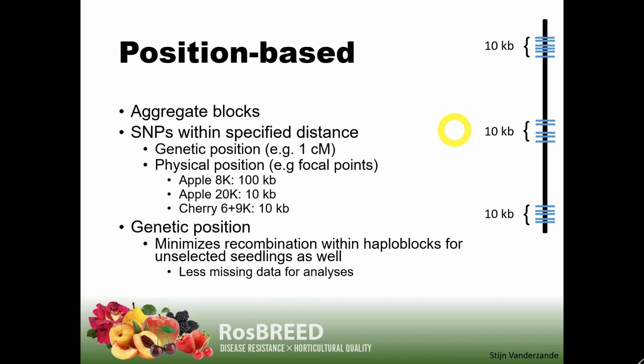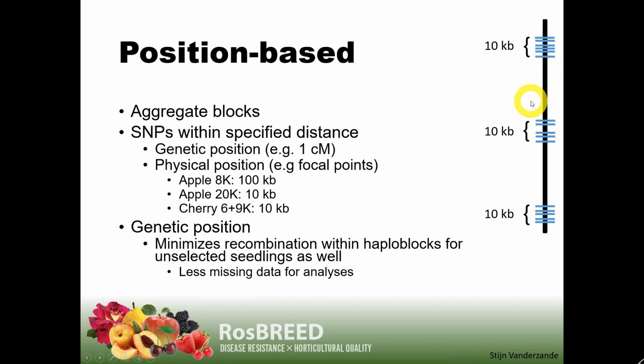And then the other way one can do this is using physical positions, and many of our arrays have been designed to do that. They call them focal points, in which, as you can see here on the left, if you look at a chromosome, there are focal points of a specific distance. For the Apple 20K array and the Cherry 6+9K array, it's 10 kb. For the Apple 8K, it was 100 kb. It would mean they selected SNPs in an interval of that size, so in this case 10 kb, and then there were no SNPs in between.